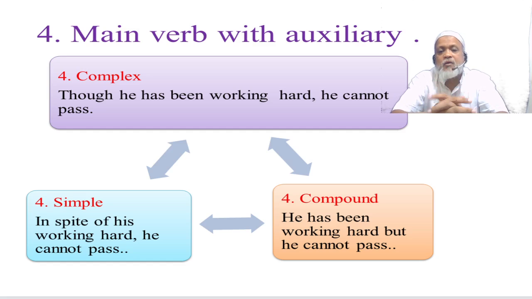And for compound, you use but with the clause, not using but where you find though, but using but with the other clause, and you can change it into compound. Here is the example: Though he had been working hard, he cannot pass. Simple: in spite of his working hard, he cannot pass. Compound: he has been working hard but he cannot pass.